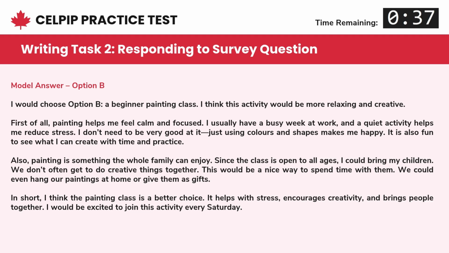The writer also uses examples from their own life, like bringing their children to the class. This helps show why option B is a good match for them. One tip for beginner writers is this: add 1 or 2 personal examples in your answer. It helps your writing feel more natural and helps explain your choice better.